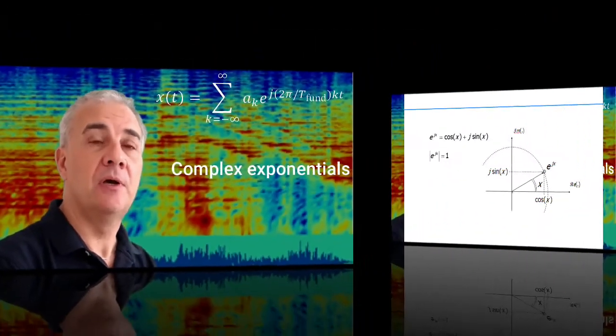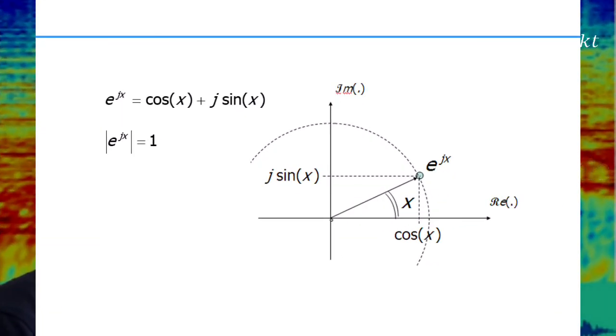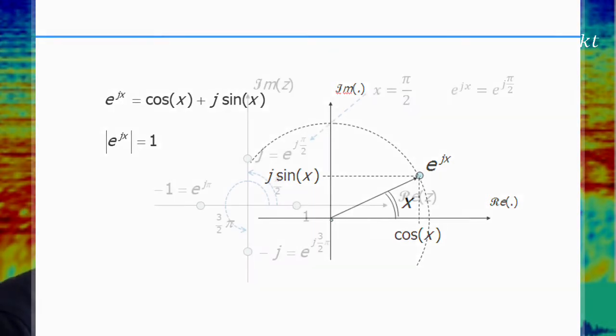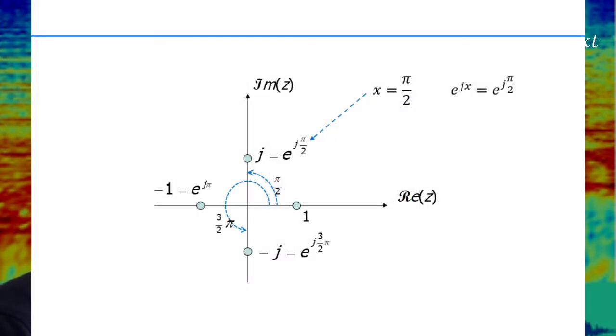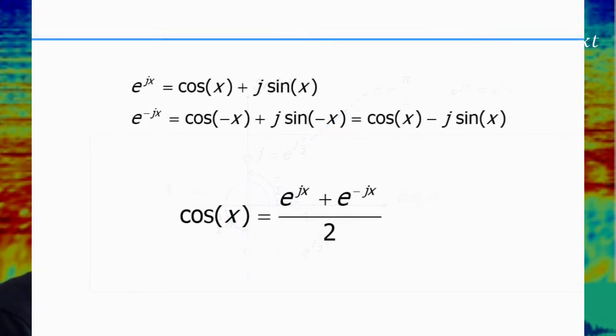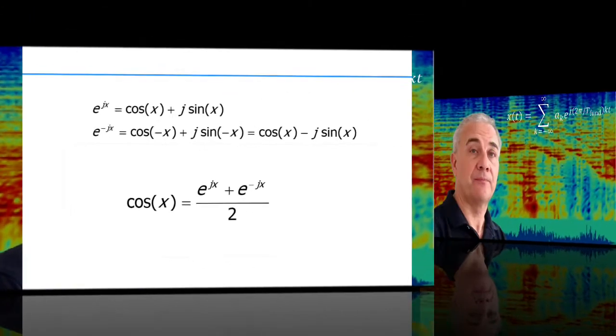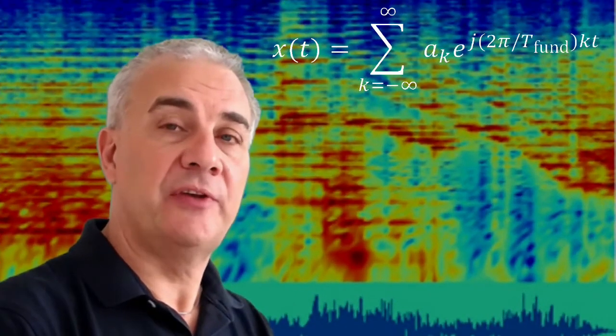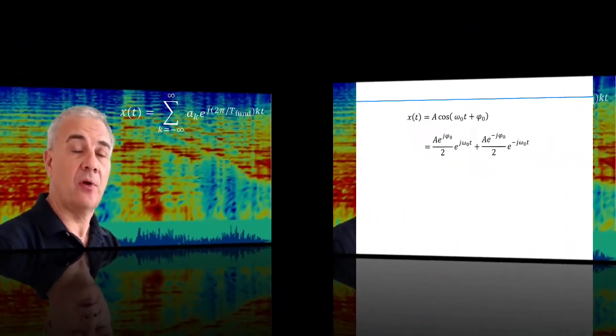Just to remind you, this is Euler's equation that tells you how to interpret the complex exponential e to the power jx. It is important to realize that the complex exponential is a number on the unit circle in the complex plane with magnitude 1. Here are some examples of often used values of x. By combining e to the power jx and e to the power minus jx, we obtain the expression for the cosine of x. We can now rewrite a continuous time sinusoidal signal in the following way.